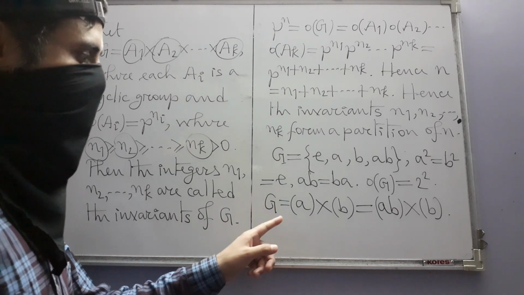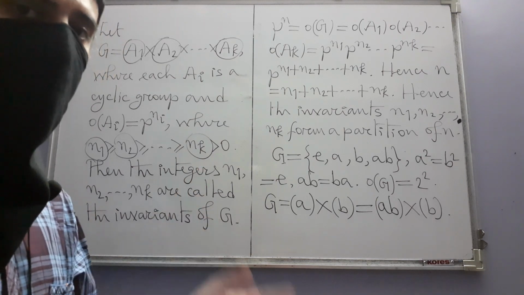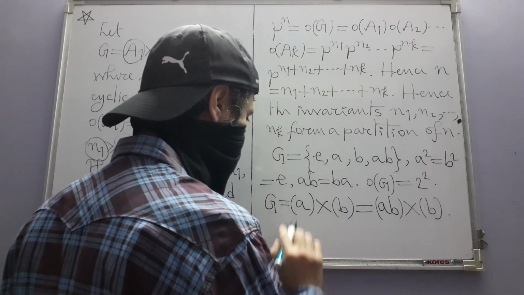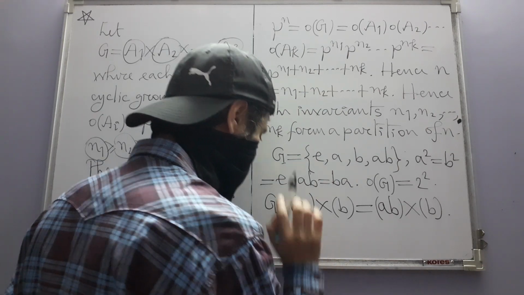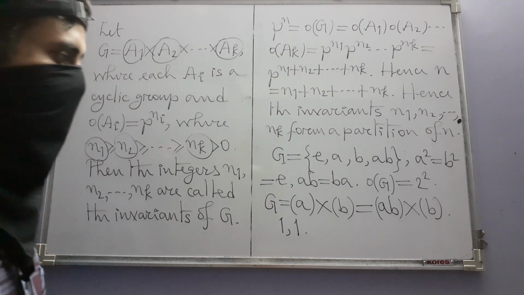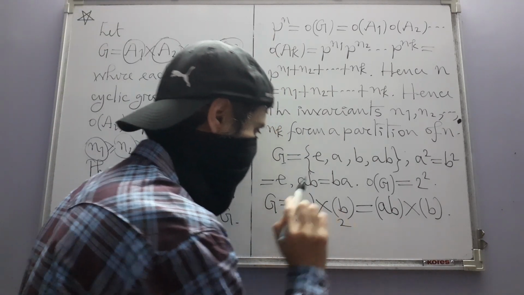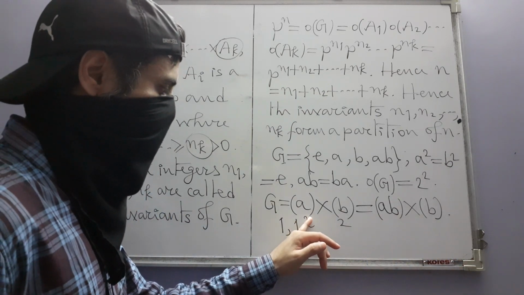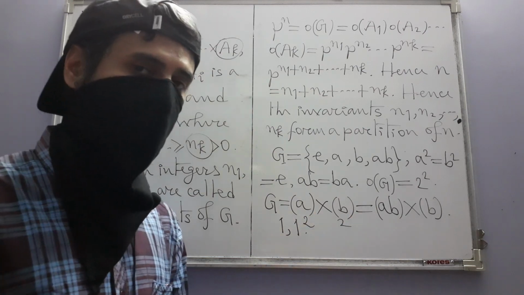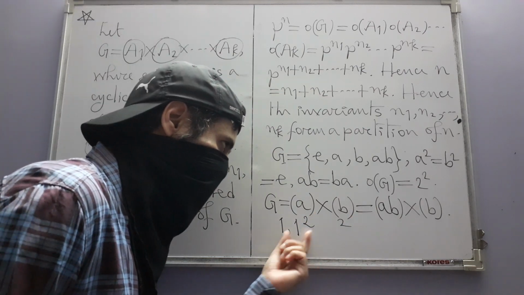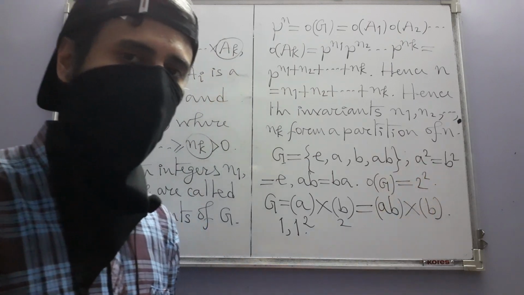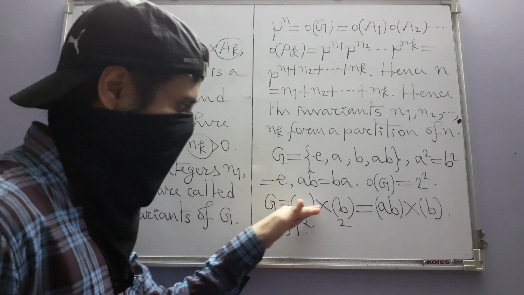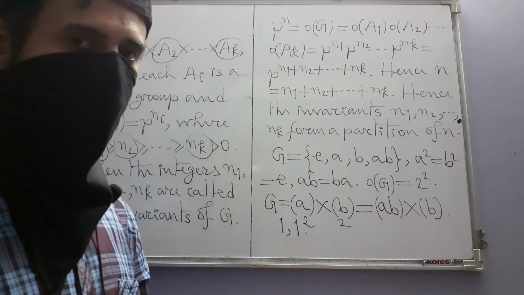So you can see that here the invariants are what? 2 and 2. Well, hold on. No. Not 2 and 2. The invariants are 1 and 1. Sorry about that. Because this group has order 2, this one also has order 2, and the same is the case with these two also, where here n1 is 1, n2 is also 1, and they form a partition of this exponent 2. So these are the invariants. The invariants stay the same, but the expression may be more than one.